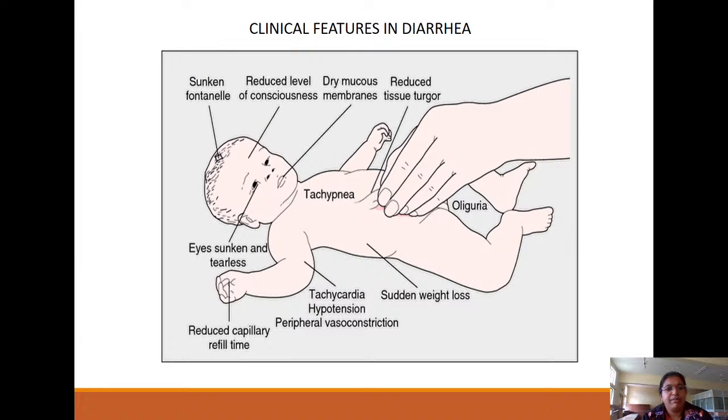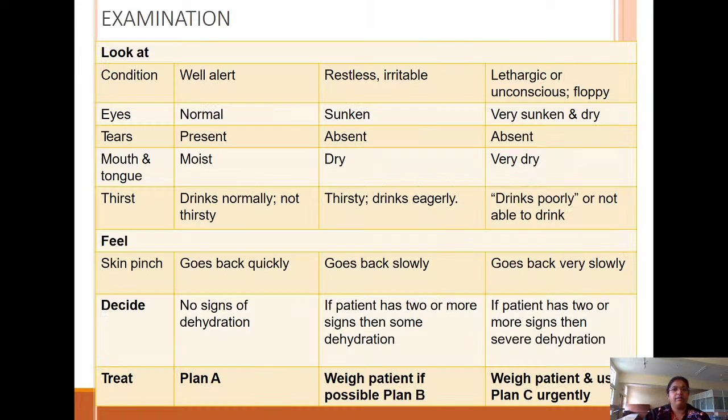So, how is the baby or the child going to present to you? He will present with a sunken fontanelle, reduced level of consciousness or lethargy, dry mucous membranes, reduced skin turgor, tachypnea, tachycardia, sunken and tearless eyes, reduced capillary refill time, hypotension, peripheral vasoconstriction, sudden weight loss, oliguria. So more like a hypotensive, hypovolemic shock he might present in the severe diarrhea.